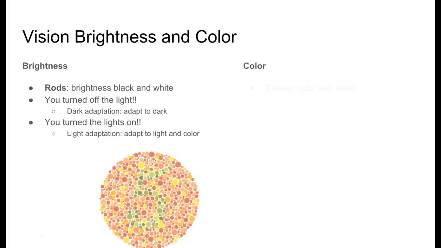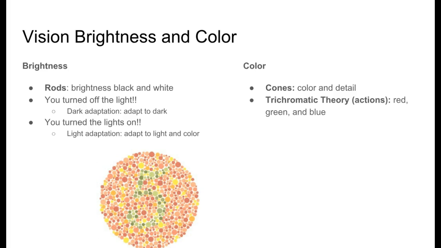And color. So how do we see color? That's through our cones. Our cones are in the back of the retina, and that allows us to see color in detail. There are a few different theories on why we see color the way we see it. The first is called the trichromatic theory. And people now think this is actually the action part of seeing color. And this is that you see variations of red, green, and blue.